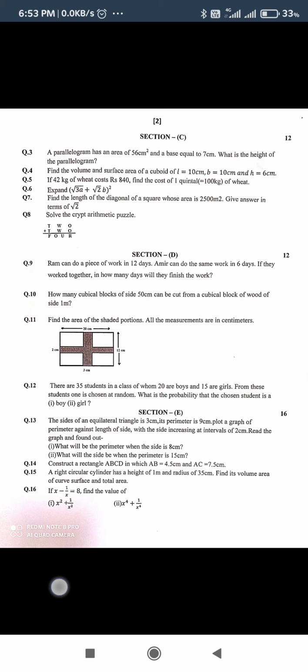Okay, now move to question number 8. Solve the crypt arithmetic puzzle. Okay, so here we have to solve the given arithmetic puzzle.